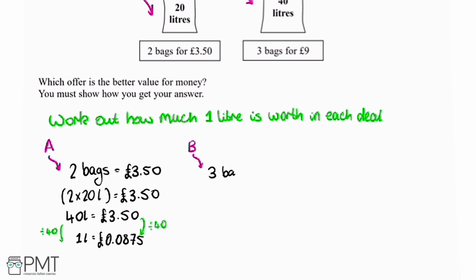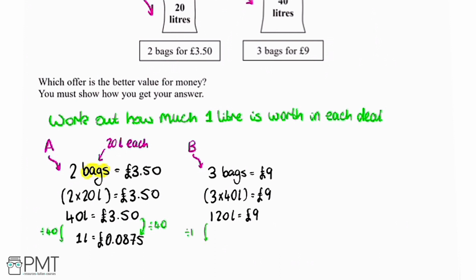Great, I'm now going to do the exact same for deal B. So we've got 3 bags equaling £9. And since these bags are 40 litres, we're going to have 3 times 40 litres is £9, which is 120 litres for £9. And we use the same tactic as before. If we divide by 120 on this side, giving us 1 litre, we need to divide by the same on the other side. So 9 divided by 120, if you just put that into the calculator, we get 0.075.